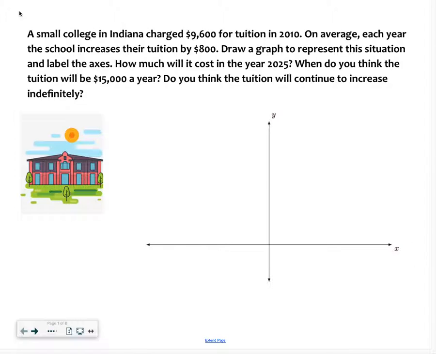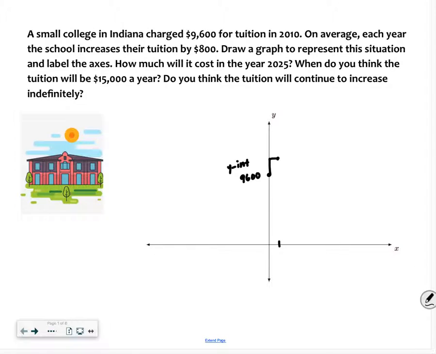So I wanted to show you some real-life examples, so you can understand why we learn equations of lines in pre-algebra and algebra. In this situation, in the year 2010, it cost $9,600. So this is our starting amount, and that's going to be what we call the y-intercept. And every single year it raises tuition by $800. So I'm going to go up 800 and over 1.